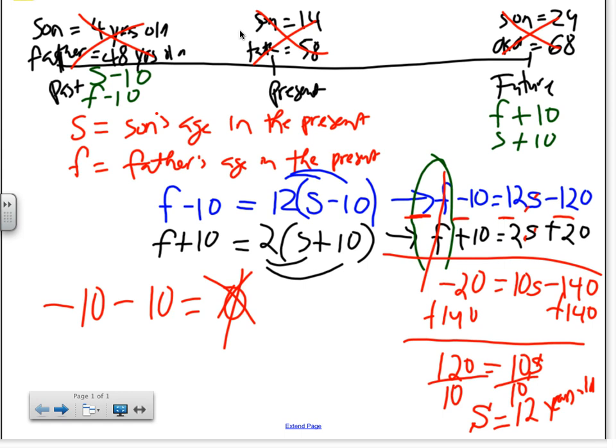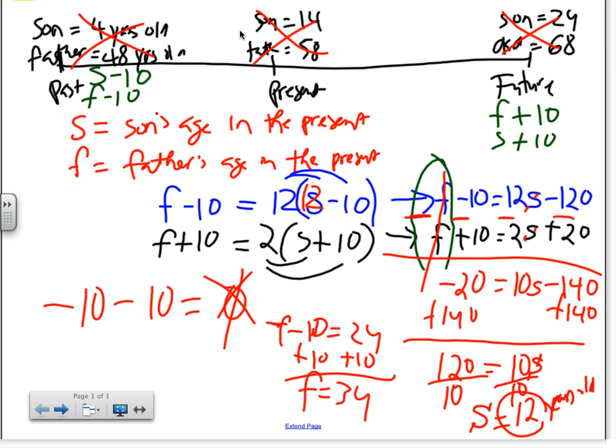So let's say I take this and plug it back into here. See it? I replace the S with the value 12. So tell me, what is 12 minus 10? 2. 2 times 12? 24. Okay, so basically I have F minus 10 equals 24, right? So how do I solve for F? Plus 10. So F is 34. We got it. So the father is 34 and the son is 12.